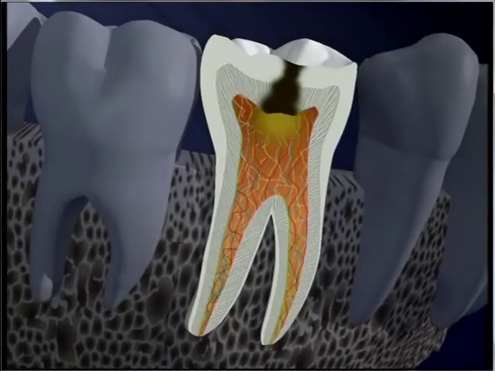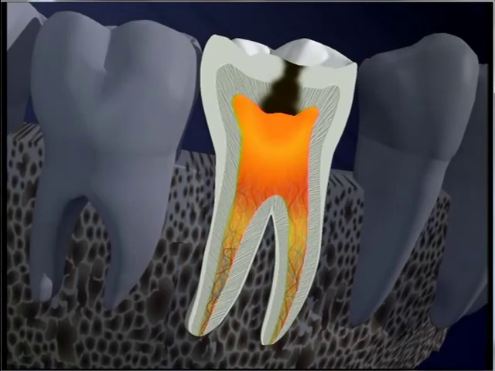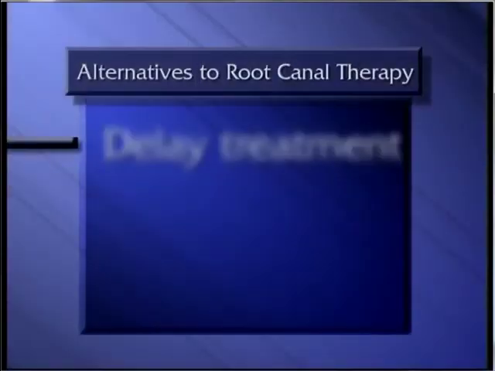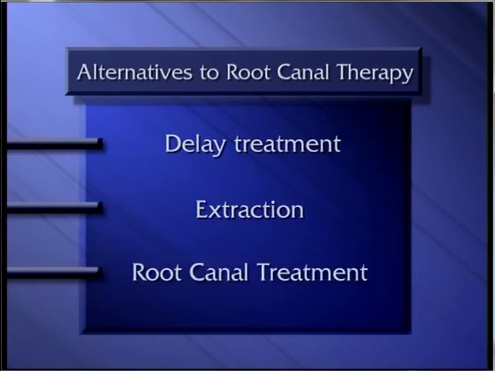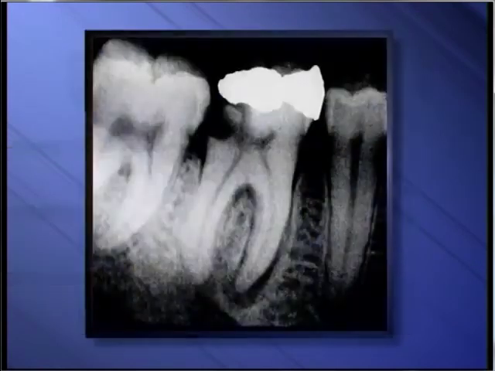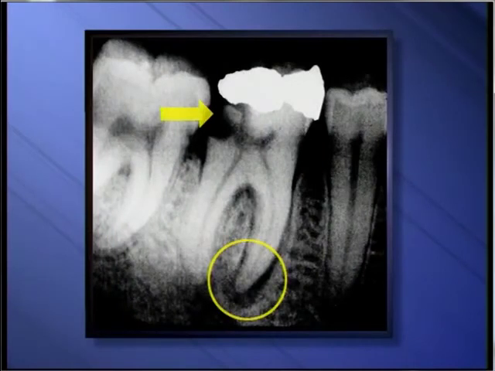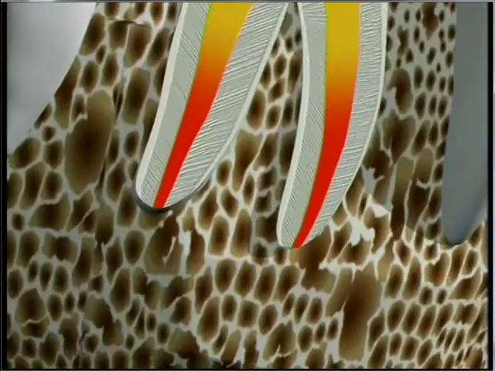Once the pulp of a tooth has become infected, your choices are limited. You could choose to delay treatment. You could choose to have the tooth extracted, or you could choose to save your tooth with root canal treatment. The problem with delaying treatment is that an infected tooth will never heal on its own, and this can lead to some very serious problems.